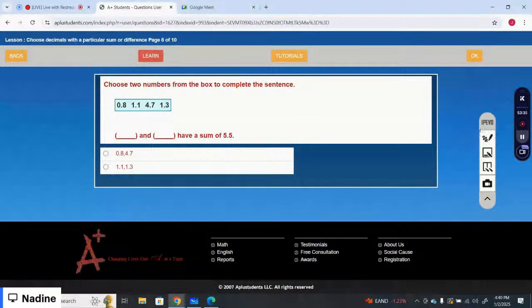Which two numbers have the sum 5.5? That is option number one, the correct option. Okay, you can complete the self-rated lesson today.